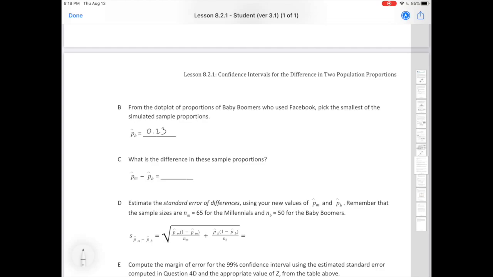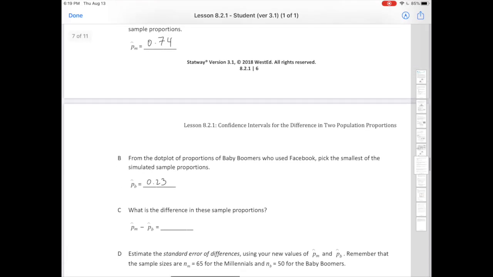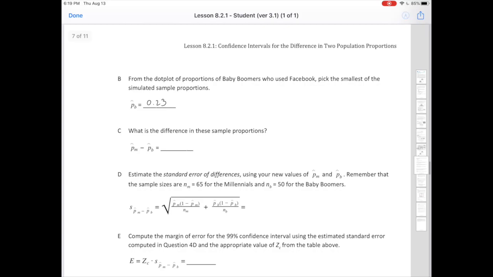What is the difference in these sample proportions? So I'm going to subtract the two numbers I just got. So 0.74 minus 0.23. What do we get here? We get 0.51.